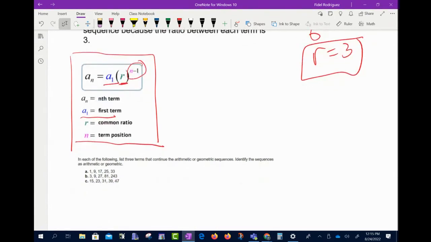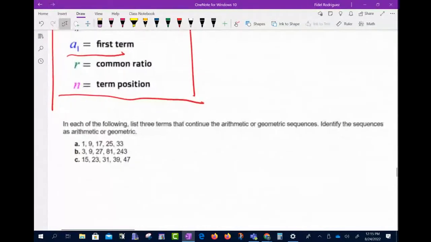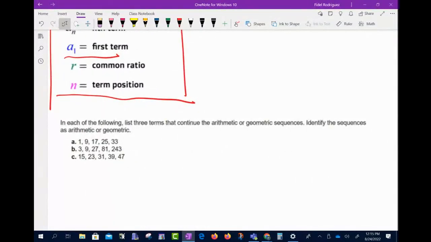Okay, so look, what we're going to do here for this next problem, it says, in each of the following, list 3 terms that continue either the arithmetic or the geometric sequence, and identify the sequences as either arithmetic or geometric. Okay, so let's take a look at the first one, part A.